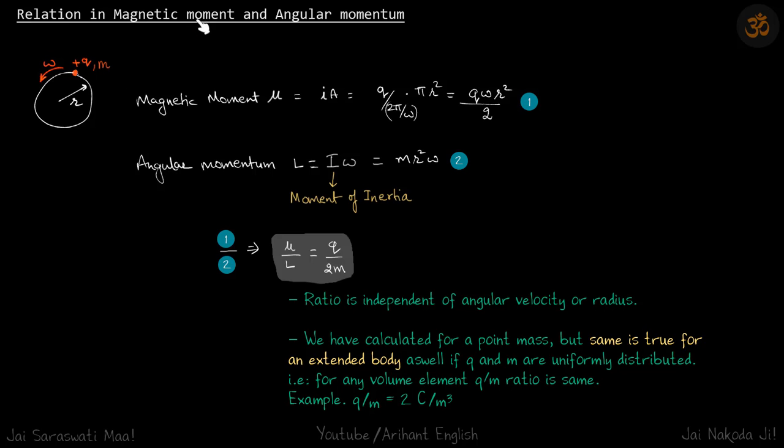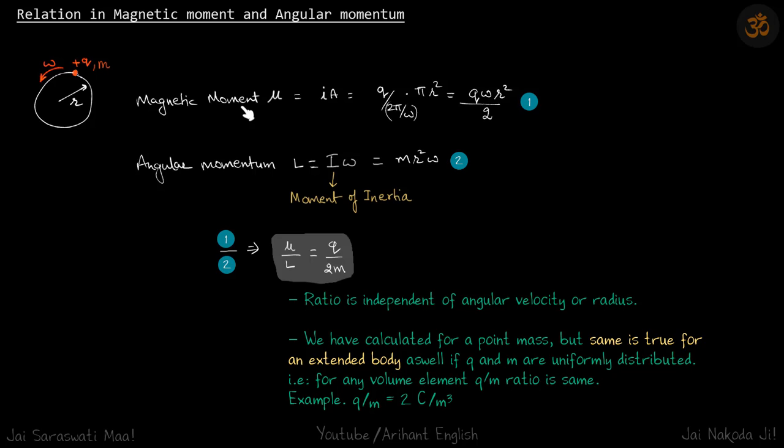Relation between magnetic moment and angular momentum. Let us say we have a particle of charge q and mass m rotating in a circle of radius r, and its angular velocity is omega.